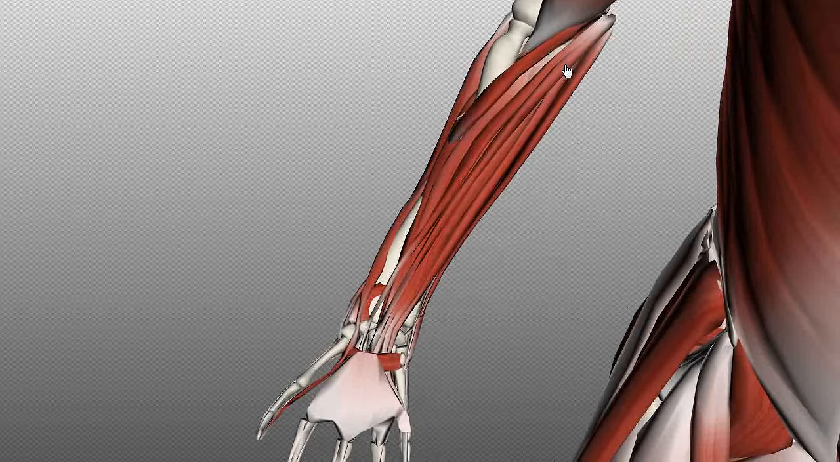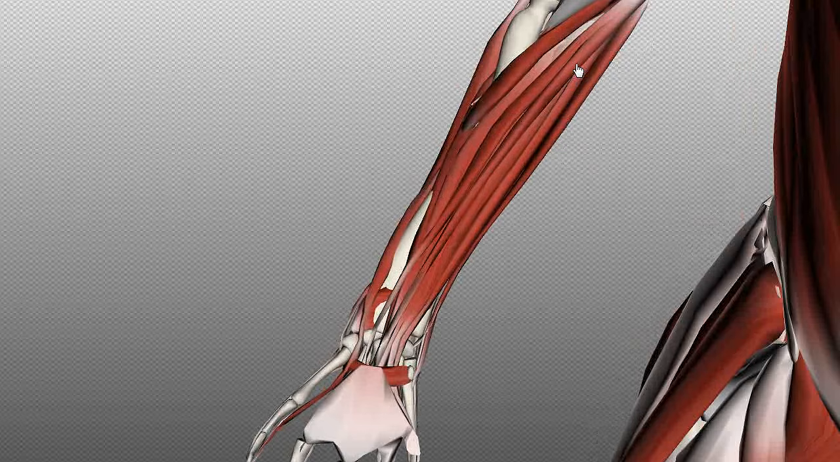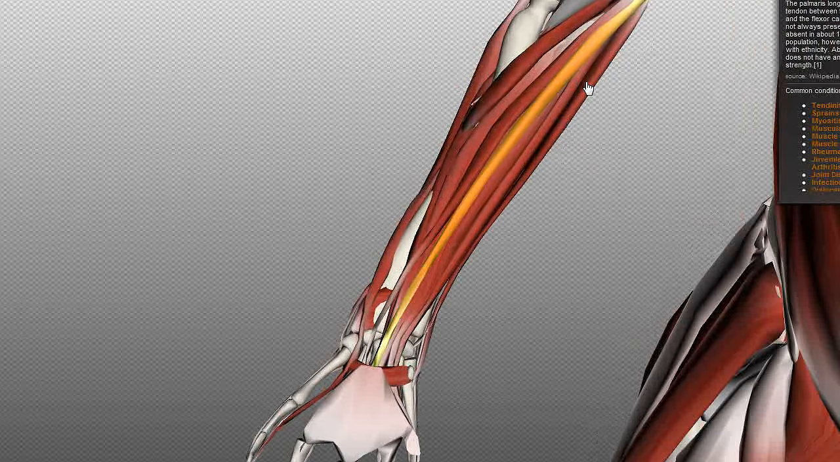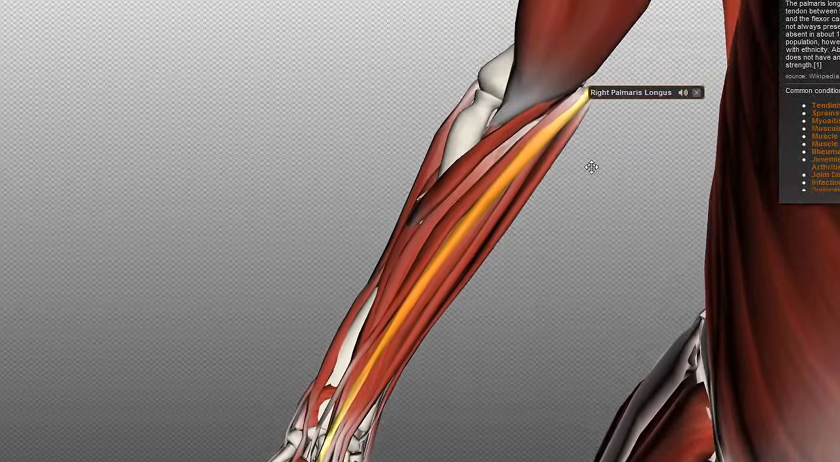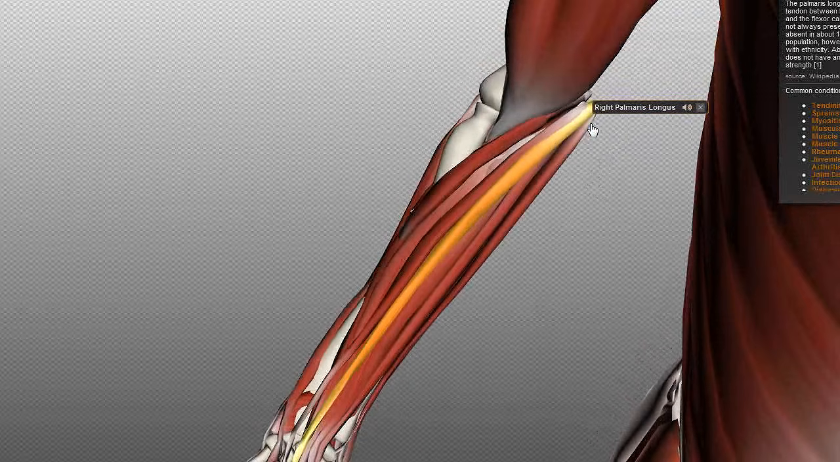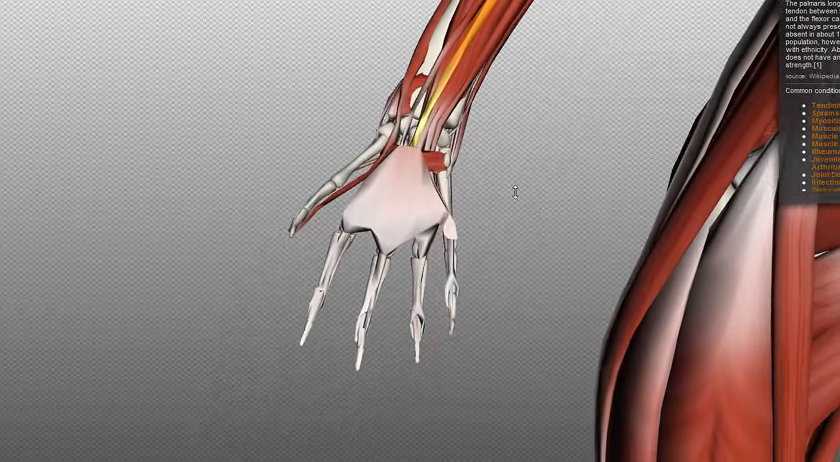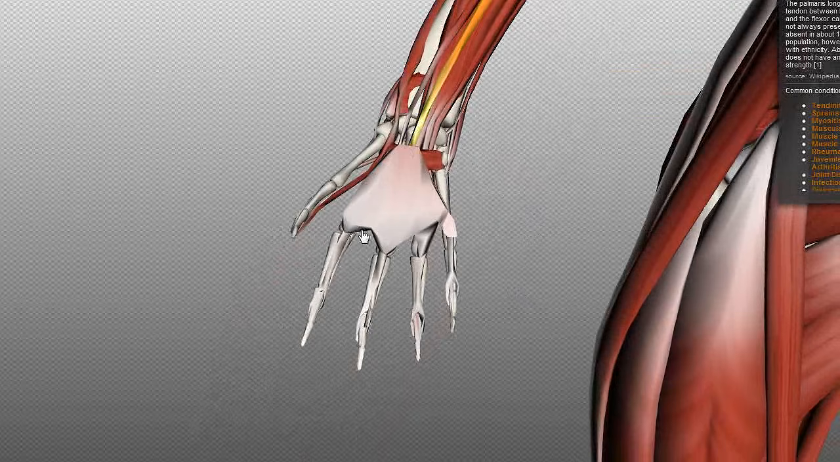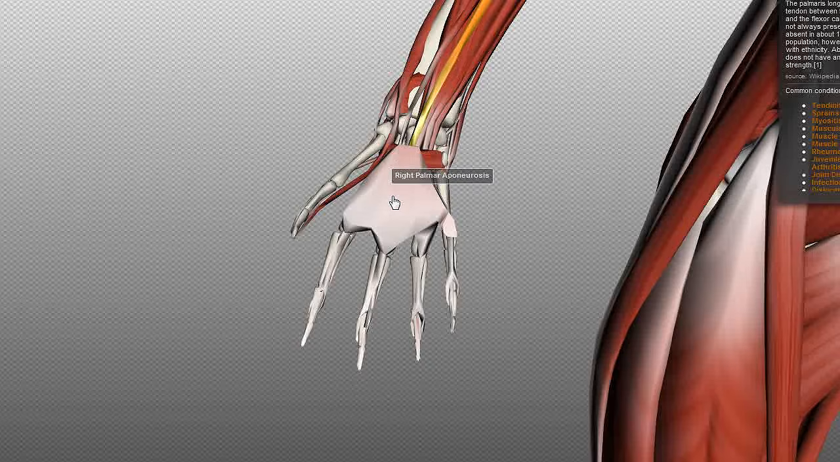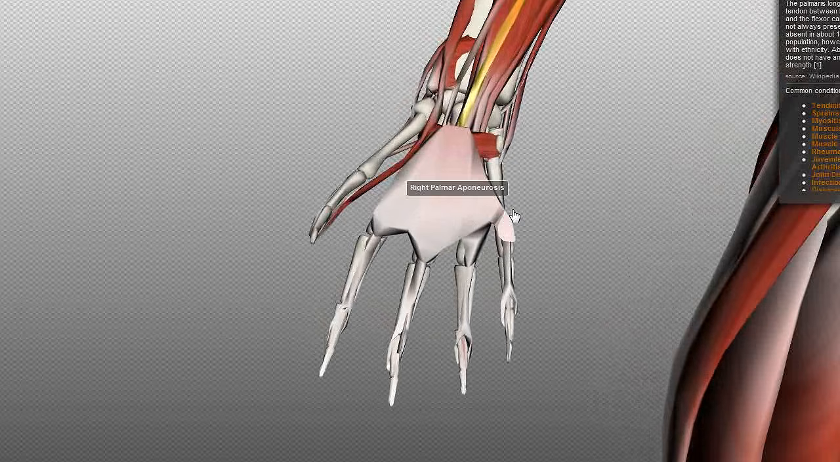I'll just start with this muscle here, which is the palmaris longus. Like the rest of the muscles of the anterior compartment, it originates on the medial epicondyle of the humerus and it runs down the length of the forearm to insert into this flat fibrous sheath known as the palmar aponeurosis. This is a thick layer of deep fascia that lies beneath the skin.